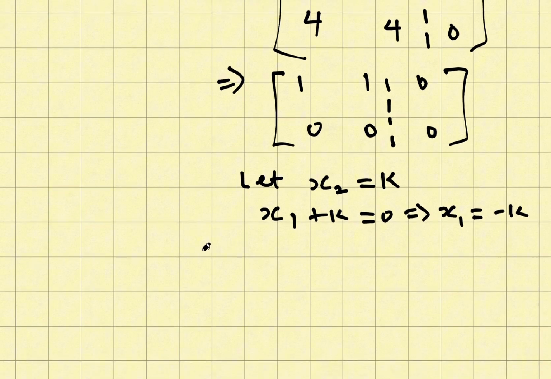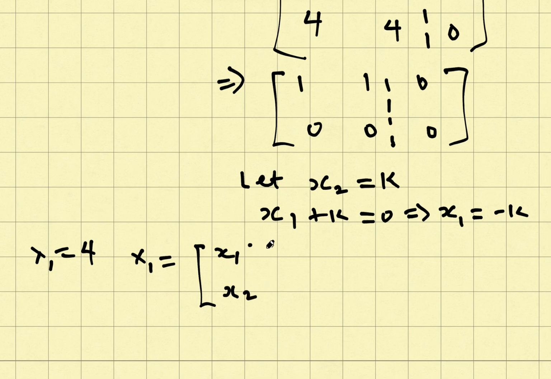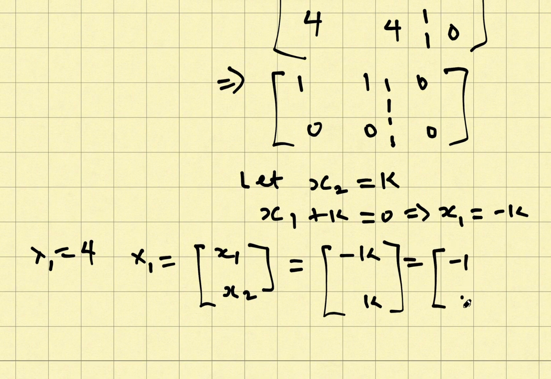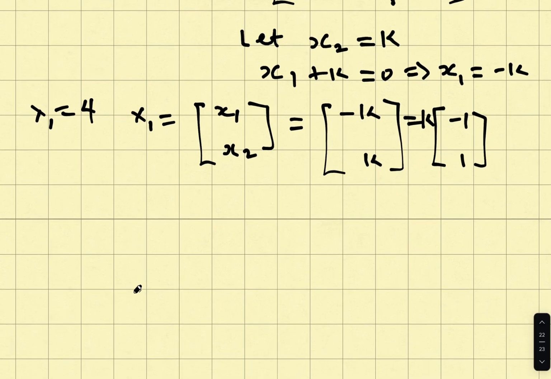So if we're going to write that, x1, which corresponds to lambda 1, which we know is 4, x1 and x2 are what we have gotten right here as negative k and k. So k can be any integer, which will be negative 1, 1 multiplied by k. We don't really need to worry about k. This negative 1 and 1 is our eigenvector that corresponds with lambda 1 equals 4. And that's settled like that.